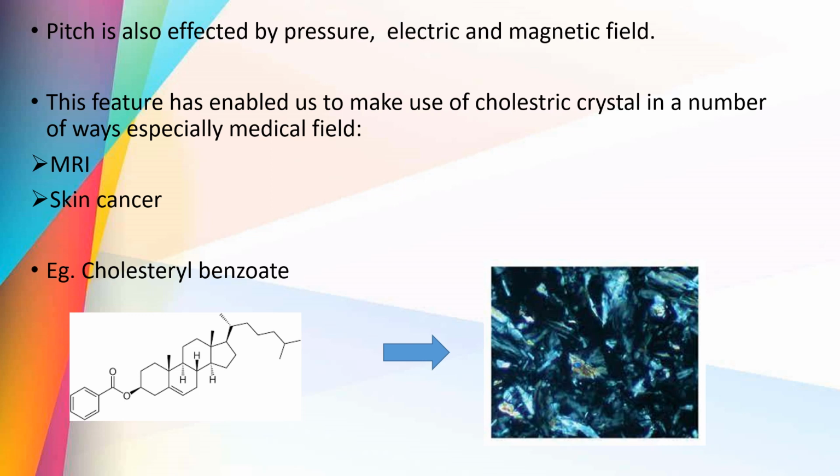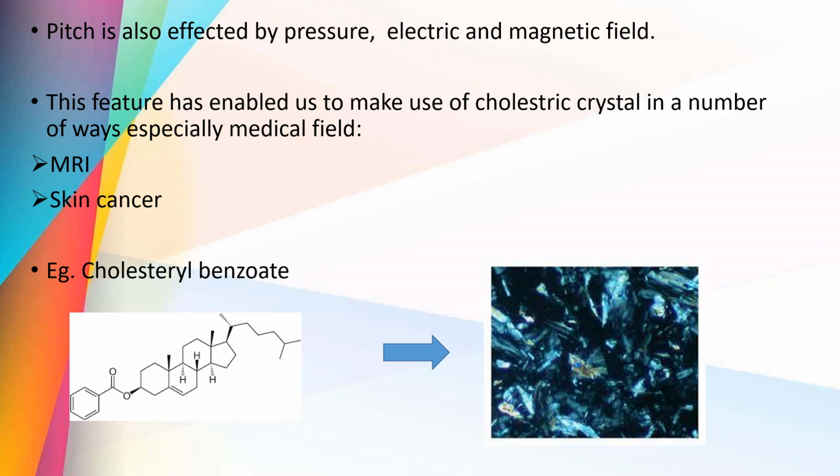This gives the cholesteric liquid crystal the ability to selectively reflect light of wavelength equal to the pitch length. And when it is comparable to that of visible light, we see certain colors getting reflected from the cholesteric liquid crystal. This feature has enabled us to make use of cholesteric crystals in a number of ways, especially in the medical field. We see MRI scans of the brain which have certain colors in them, and these colors are due to the cholesteric liquid crystal used.